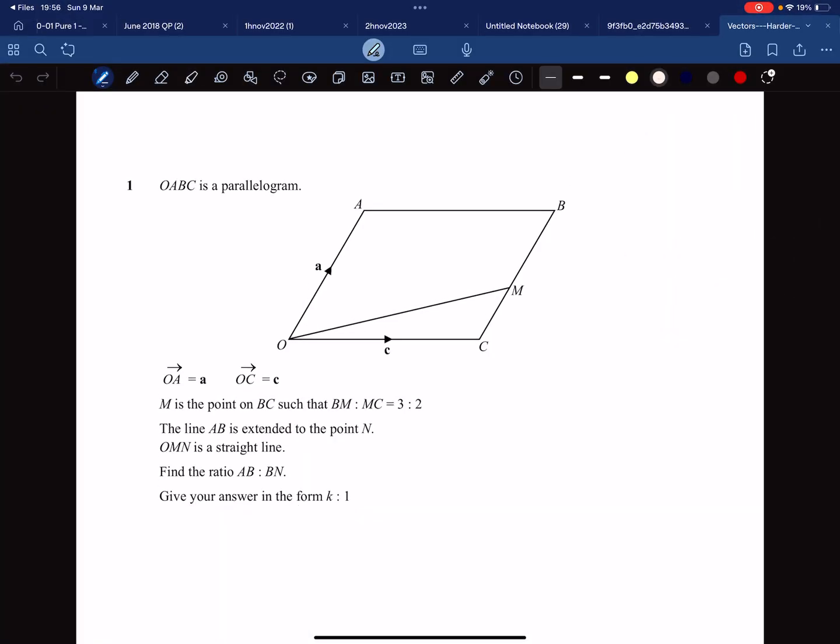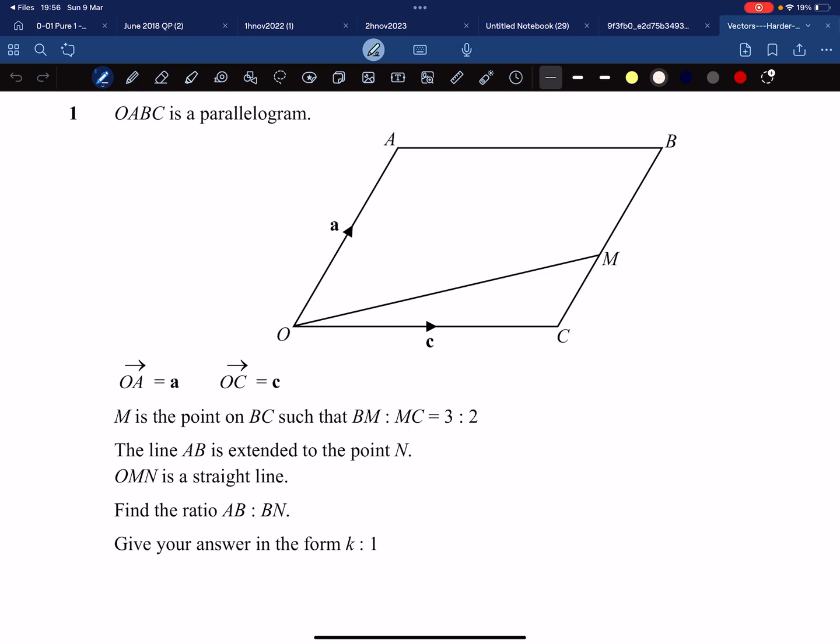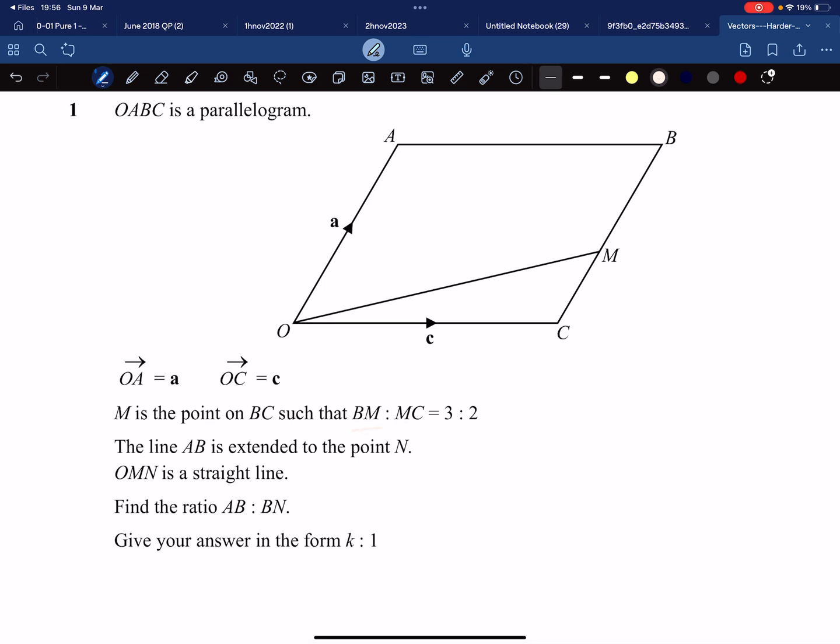Okay, so in this question, they've given OA as A, OC as C. M is a point on BC such that BM to MC is given as 3:2. And then the line AB is extended to point N.